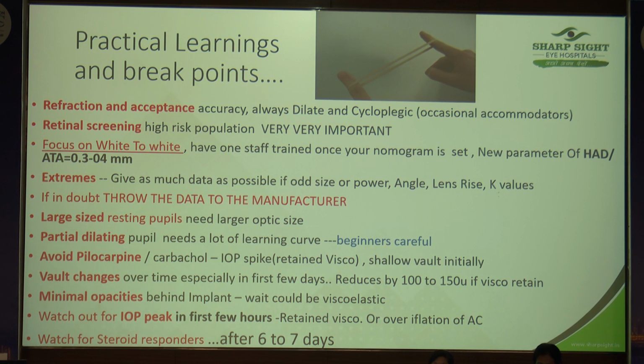If you see any opacity in the phakic lens area, don't be alarmed, especially within the first few weeks. This is not cataract, this is retained viscoelastic. All you need to do is do an ASOCT and find out what it is. If you have extremes of anything, very flat cornea, very steep cornea, plateau iris, a high lens rise, watch out, because these patients will behave differently.